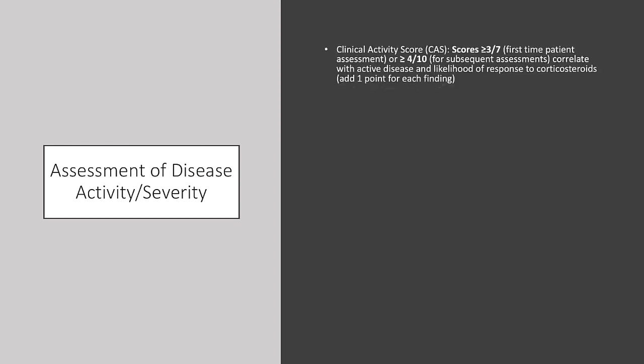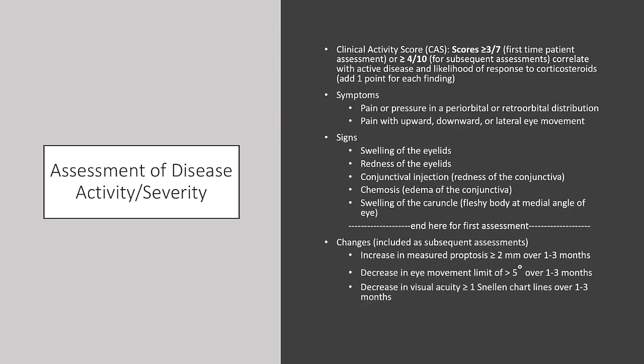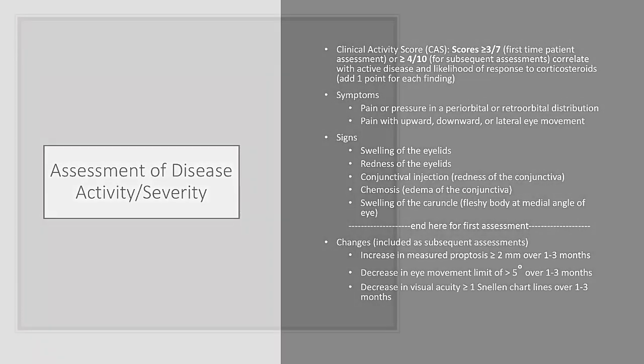With so many possible symptoms and the sometimes waxing and waning course of this disease, an objective measure of disease activity is commonly assessed using a clinical activity score. First-time patients are assessed on 7 possible findings, and subsequent assessments add an additional 3. Scores greater than or equal to 3 out of 7 for first-time patients, or greater than or equal to 4 out of 10 for subsequent assessments, correlate with active disease and likelihood of response to immunomodulatory therapies, such as corticosteroids.